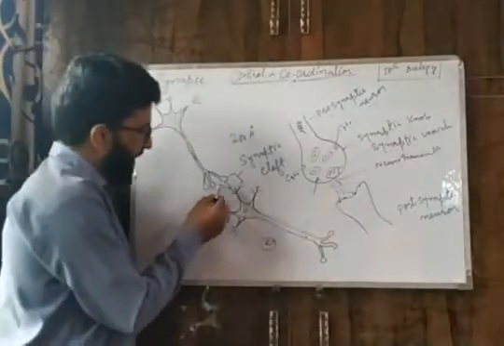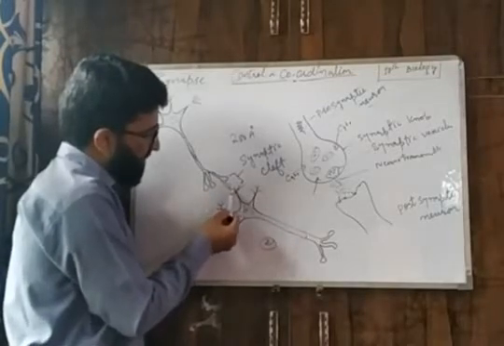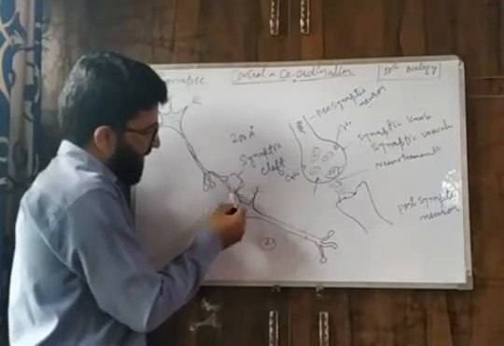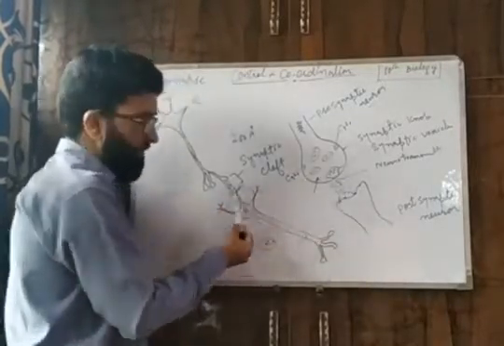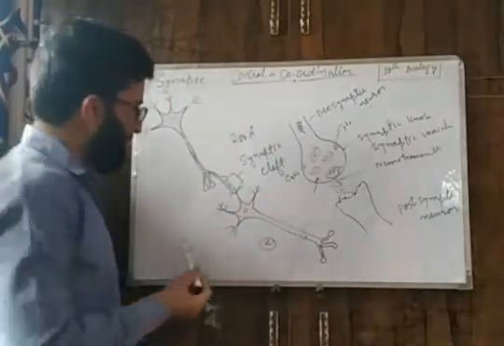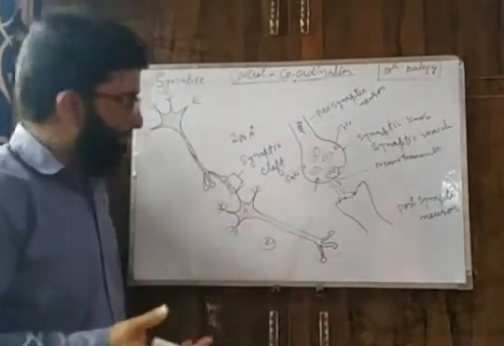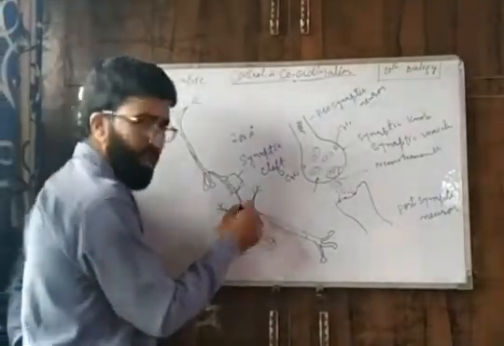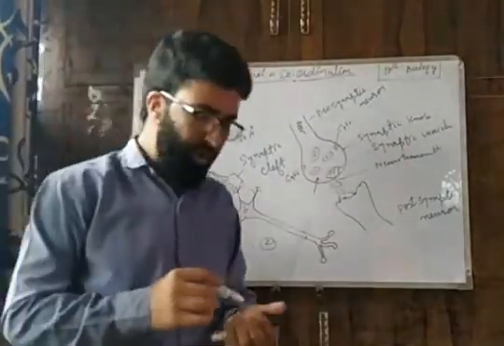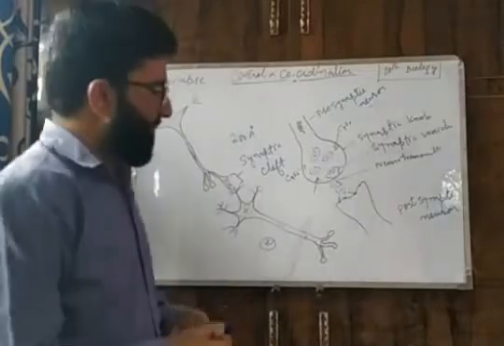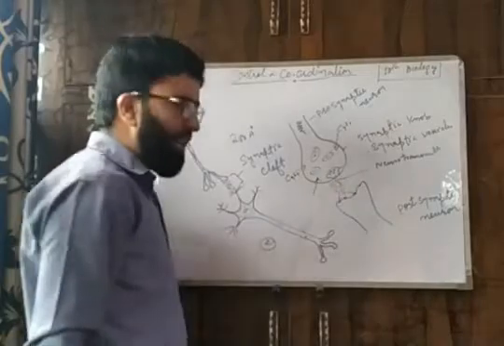Here, these neurotransmitters will be released and taken up by the receptors of the dendrites of this other neuron, and the dendrites will start a new nerve impulse, which will be passed to the cyton and then to the axon. In this way, nerve impulse is conducted from one neuron to another neuron. This is called the presynaptic membrane. This is called the postsynaptic membrane.